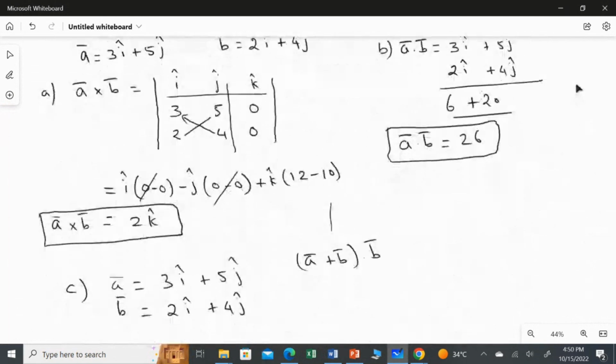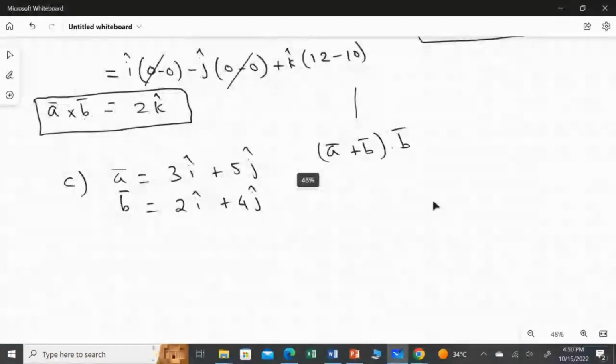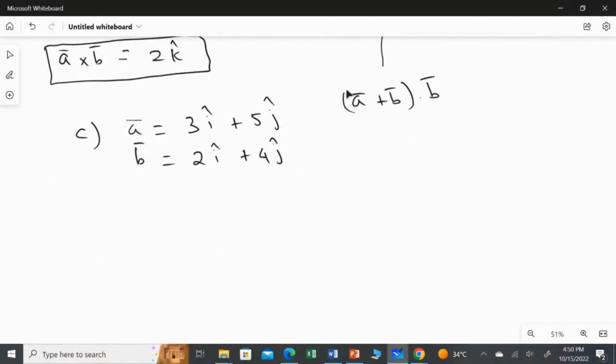Yes, right. So for this case, first of all, you have to consider what is coming inside the bracket. So inside the bracket, we have A vector plus B vector. So first of all, I have to find A vector plus B vector. As I mentioned earlier, first you have to add i with i, j with j. So 3 plus 2 gives you 5 i cap. 5 plus 4 gives you 9 j cap. This is the answer for this one.